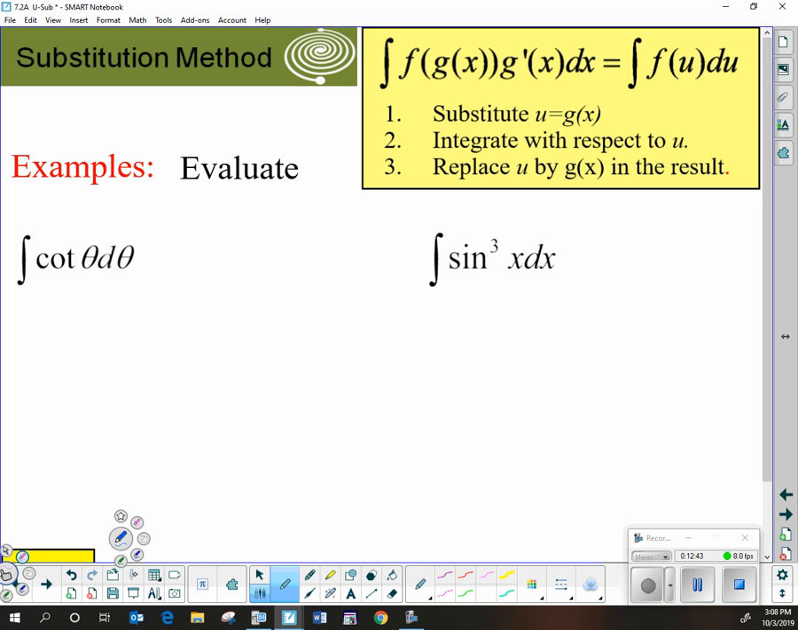Alrighty, sine cubed x. Yikes. This one looks tough, doesn't it?